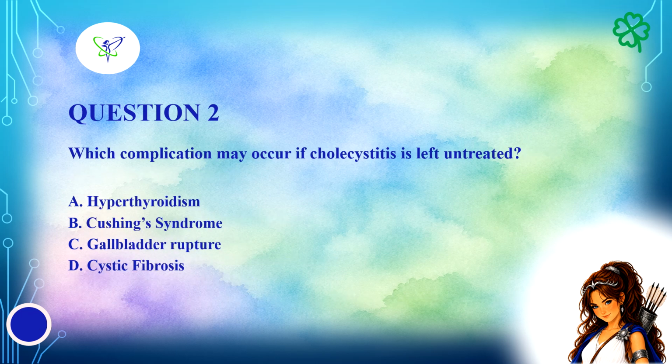Question 2. Which complication may occur if cholecystitis is left untreated? A. Hyperthyroidism. B. Cushing's syndrome. C. Gallbladder rupture. Or D. Cystic fibrosis. And I'm going to say C. Gallbladder rupture. Severe inflammation may lead to rupture and infection.